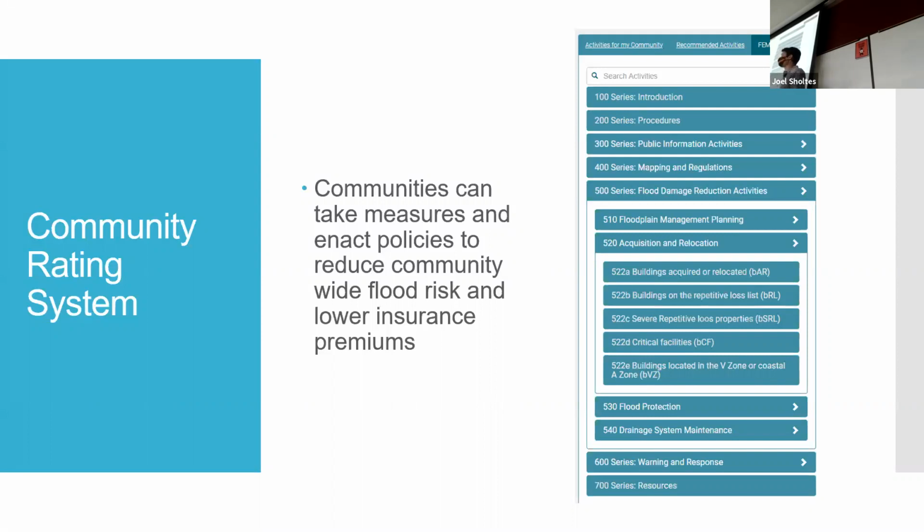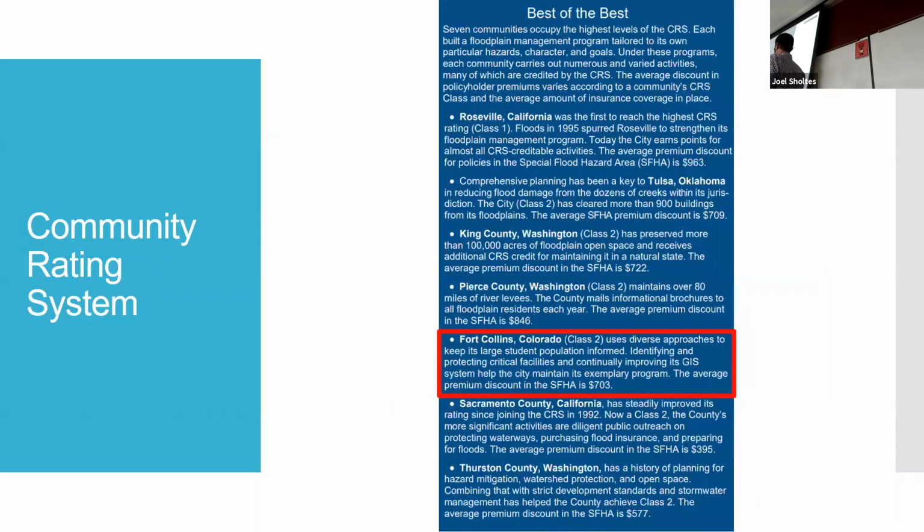The city of Fort Collins is in the top 10 in the country for their community rating system score. I think they're like number 2. I can't remember exactly, but they're pretty awesome in the work that they do. Not to say that others aren't, but they're very progressive in their floodplain management. There you go. Fort Collins, number 1, 2, 3, 4, number 5 in the country.